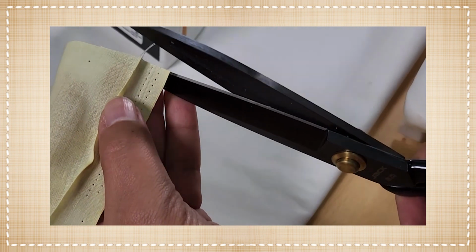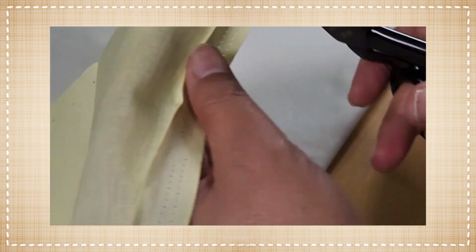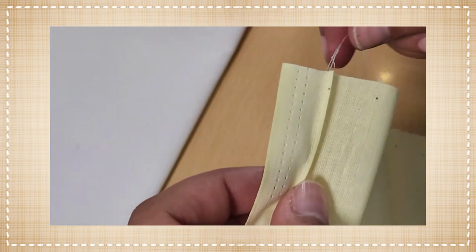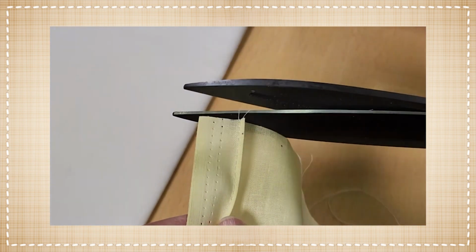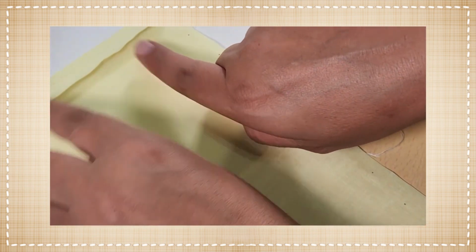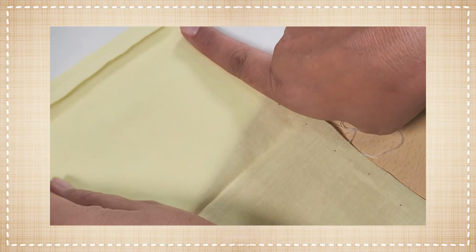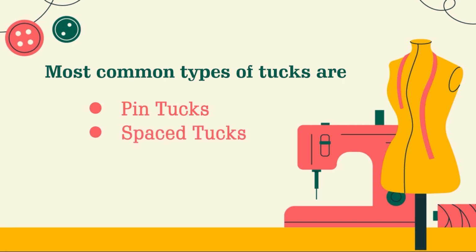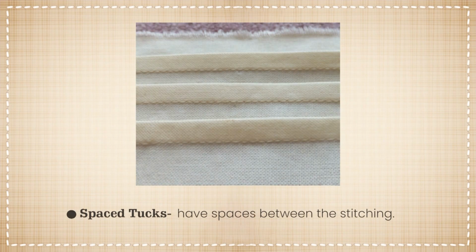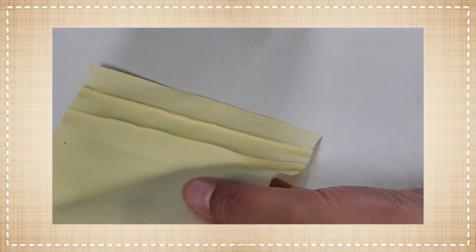Please cut the unwanted loose hanging threads on either side. This is how your pin tuck appears. There are spaced tucks which have spaces between the stitching. Let me show you how to make spaced tucks.